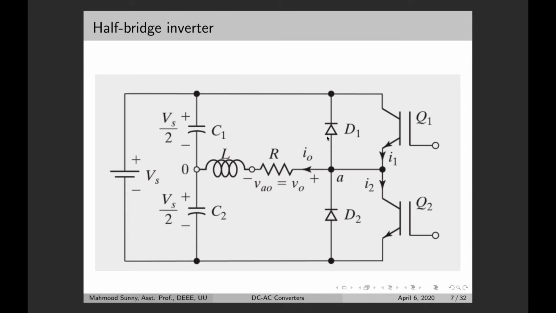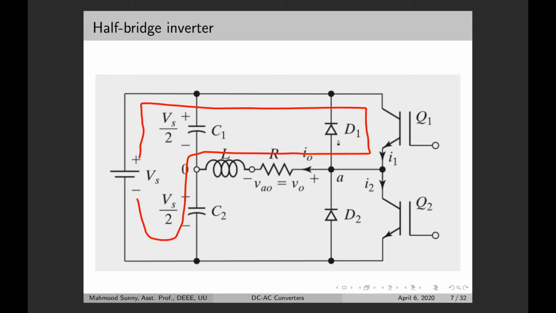So what we can do is that for 50% of the time we turn on Q1, and when Q1 is turned on, Q2 always has to remain off. So when Q1 is on, then the current flows from the supply through Q1 through the load and goes back to the source. So here the direction of the current flow is from right to left.